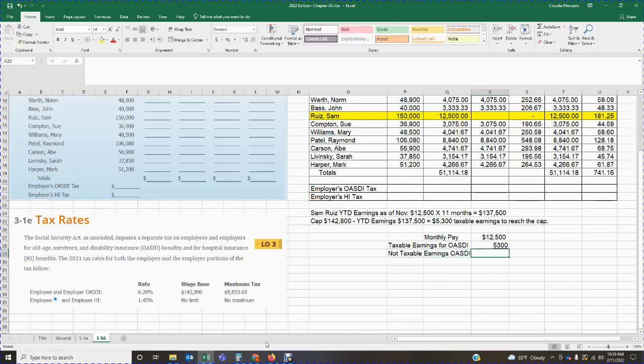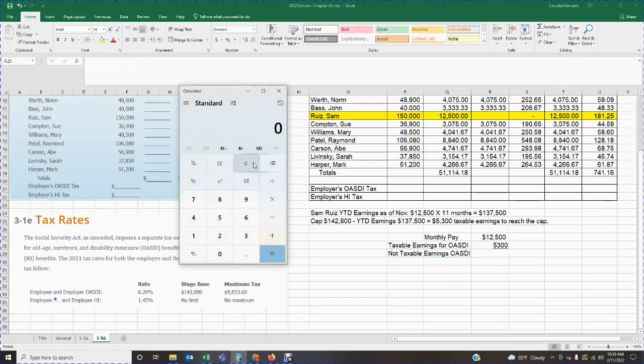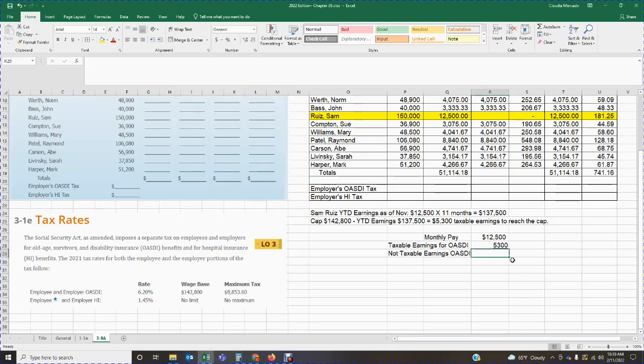That means the amount that is not taxable... the employee, Sam, made $12,500. He has to pay taxes on $5,300. That means that $7,200 of the earnings he made in December are not taxable. So $7,200 are not taxable, and $5,300 are taxable. That is the amount we are going to use in our calculation. $5,300 is the amount that brings us up to the cap of $142,800.